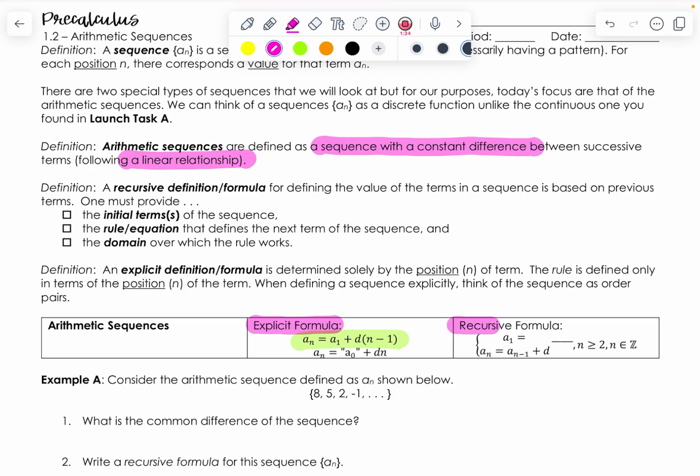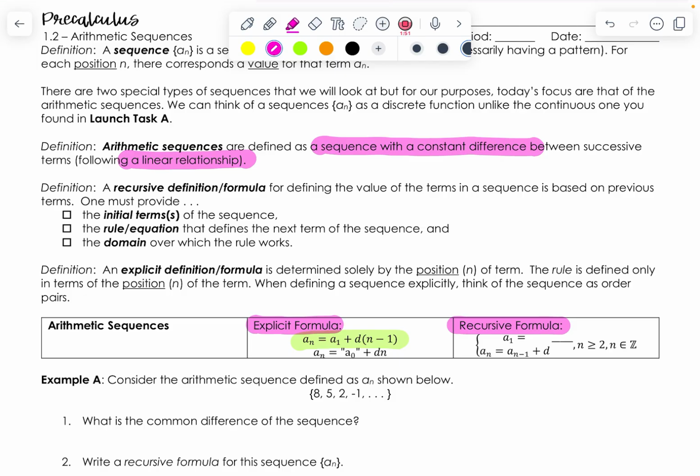A recursive formula, and you did do this back in Algebra 1. A sub 1 will be a number or a term. A sub n is a sub n minus 1, that just means the one in front of n, the one before n, plus the common difference.